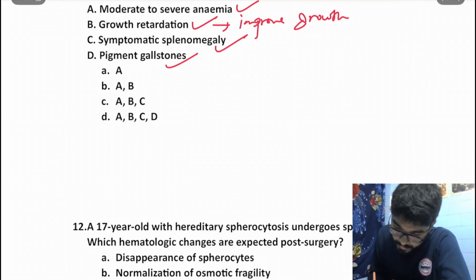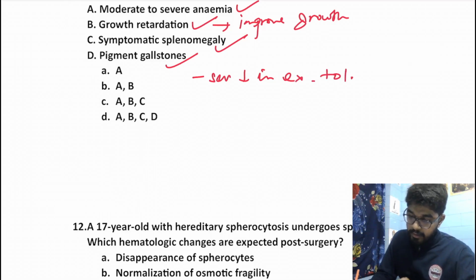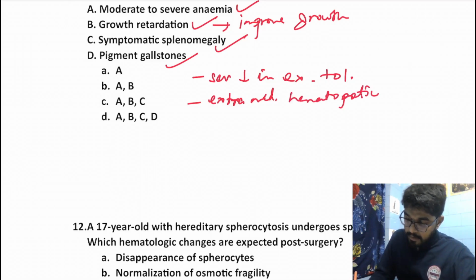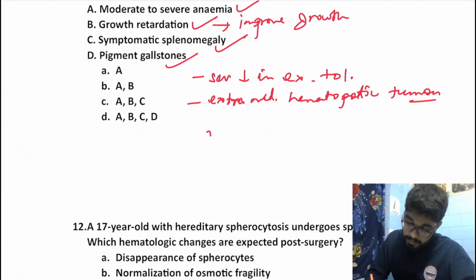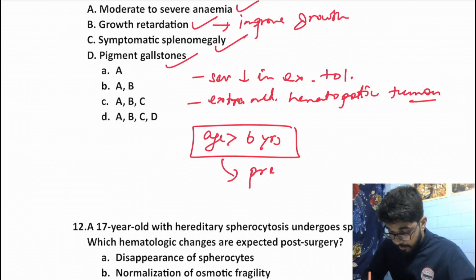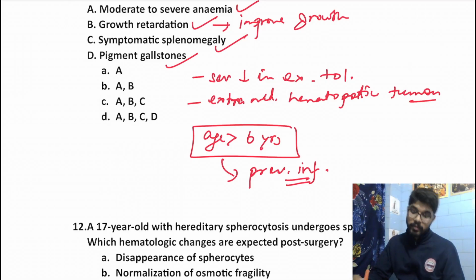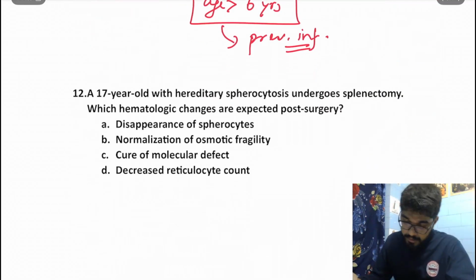Besides these four, right? Severe decrease in exercise tolerance, or extramedullary hematopoietic tumors, are also an indication for splenectomy. Just remember that it should be done beyond 6 years, after 6 years of age, in order to prevent the risk of infections. They should be done after 6 years of age. So over here as well, our answer would be D. Okay. Moving on to the next question.